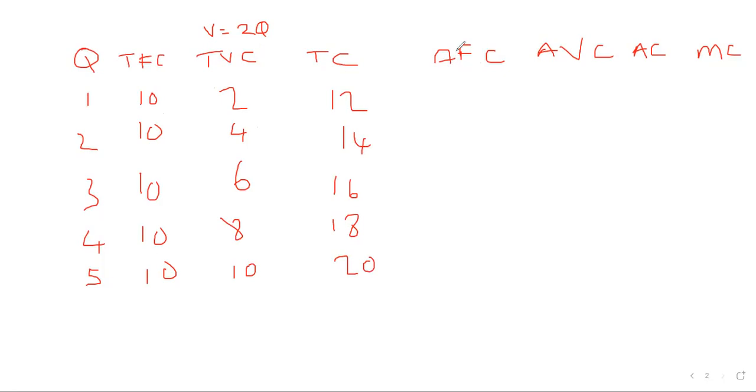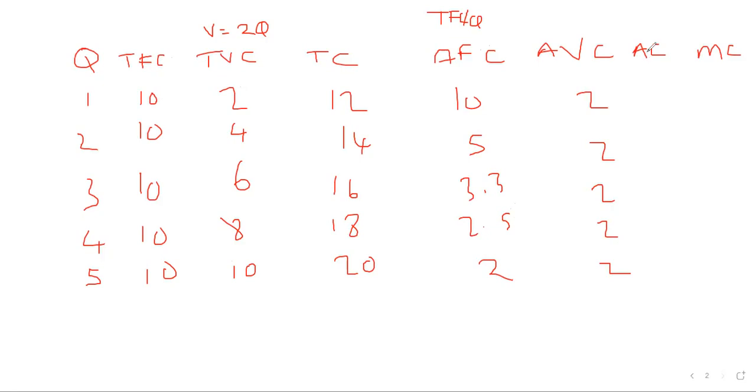Then the average, we said whenever we divide the fixed cost by quantity, this is average. So 10 over 1, 10. 10 over 2, 5. 10 over 3, 3.3. 10 over 4, 2.5. 10 over 5, 2. By simply dividing the total fixed cost over the quantity. Average variable cost, we're dividing this over quantity. So here we're going to have 2, then 2, 2, 2, 2 throughout. This is dividing the quantity into the variable.